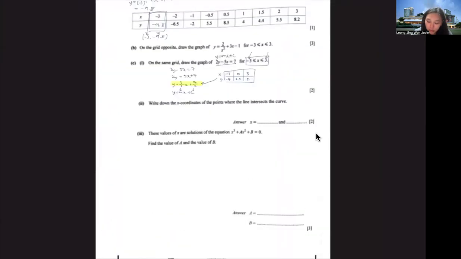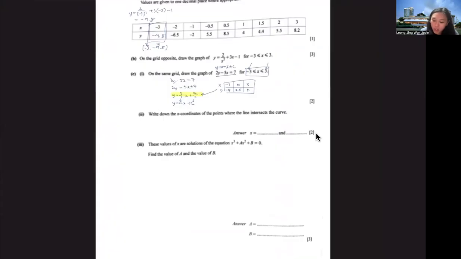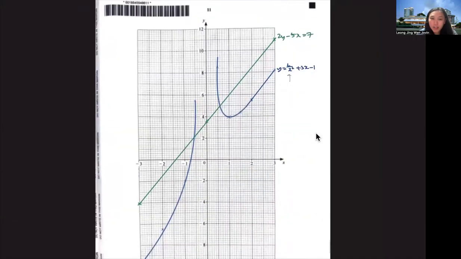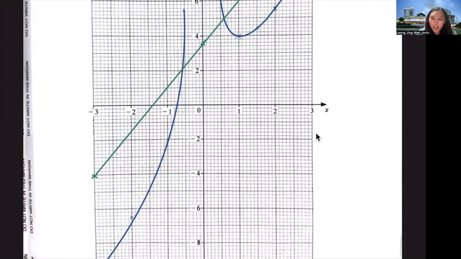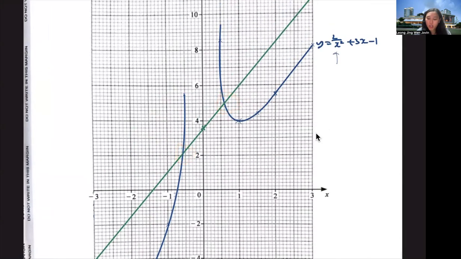Okay, let's move back. Write down the x-coordinates of the points where the line intersects the curve. So where does the line intersect the curve? There are actually 2 points. Here, do you notice? And here. So how do I get the x-coordinate? I will just use a ruler and read off the value. Oh, the ruler is not showing up. So you just read down the value. Let's say this point, I do the dot, and then read off this value. Do the same thing for here, dot, go down. What is this value over here? Read off from your own graph.